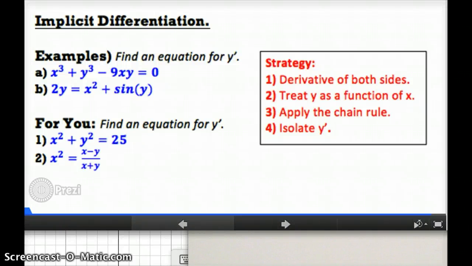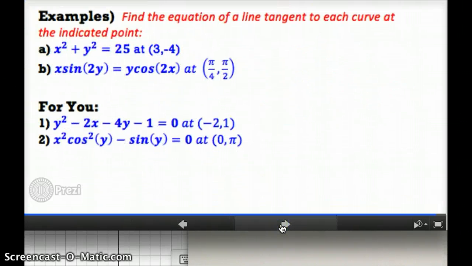So now that you know how to find the equation for a derivative of an implicitly defined equation, we're actually going to put this to work. Remember, the whole point of finding the derivative is because we really care about a tangent line. And even though these things aren't functions, they do have tangent lines. So this is a much more realistic use of the skill you just learned.